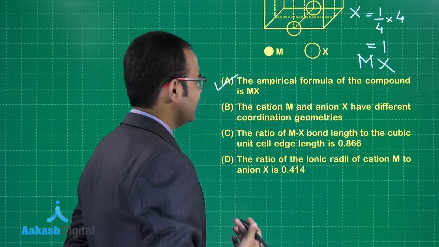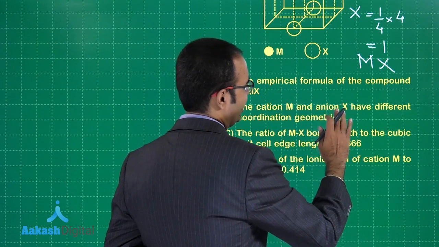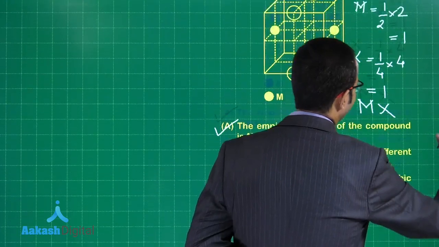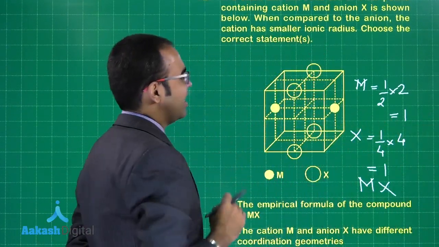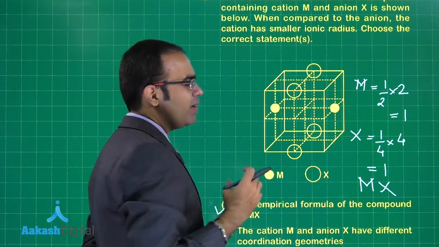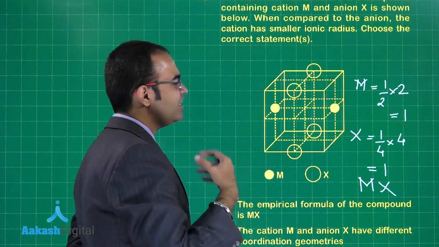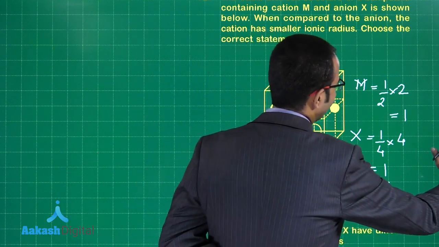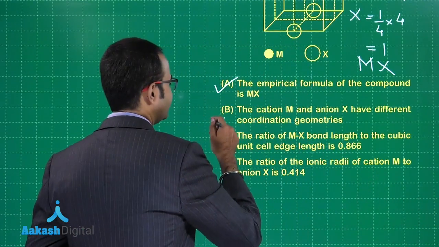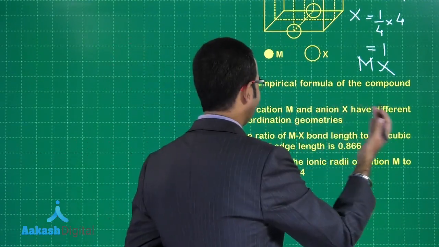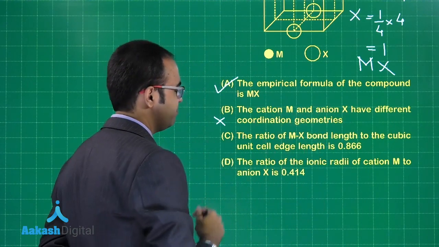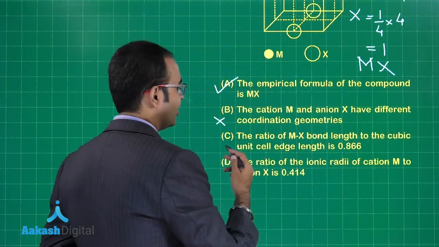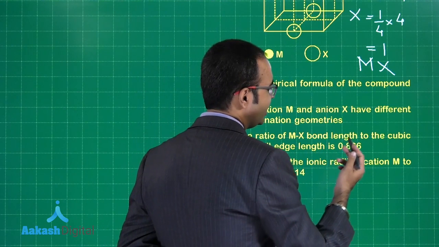Okay. Let us look at the second option. The cation M and anion X have different coordination geometries. If I look at the structure very carefully, they are occupying the cubical voids. So the geometry will also be the same. Their geometry will be the same. So option B is wrong because it is saying that it has different coordination geometries.